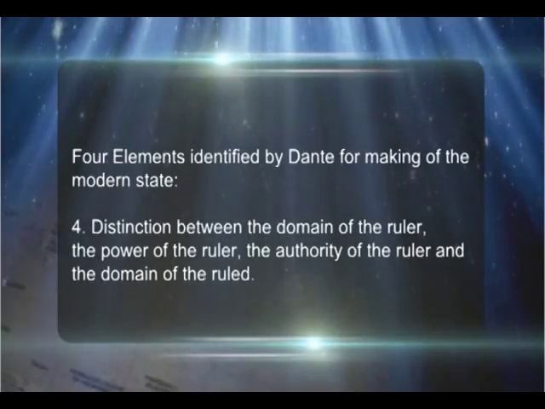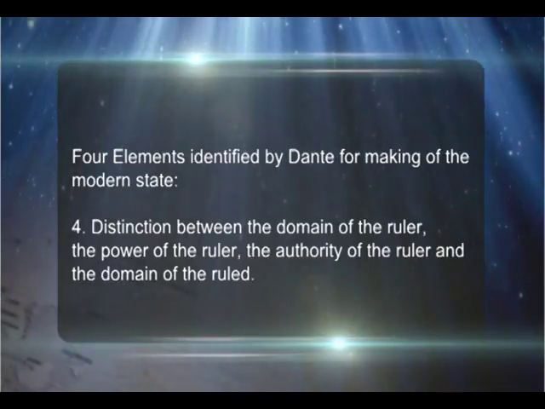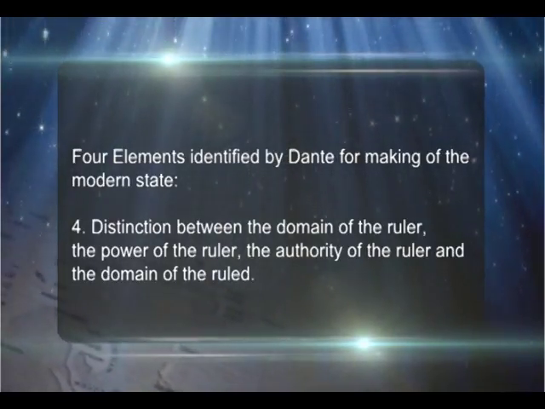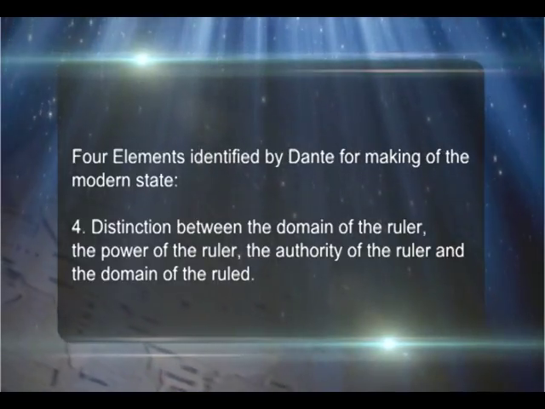Fourth, a very important feature of Dante's writings was that he made a clear distinction between the domain of the ruler, the power of the ruler, the authority of the ruler, and the domain of the ruled. That is, he very clearly, almost unambiguously stated that the ruler and the ruled live in 2 different spaces. The space of the ruler cannot be challenged by the space occupied by the ruled. So those who are at the helm of power and those who are not, those who are rulers and those who are subjects, constitute 2 different domains. They constitute 2 different spaces.